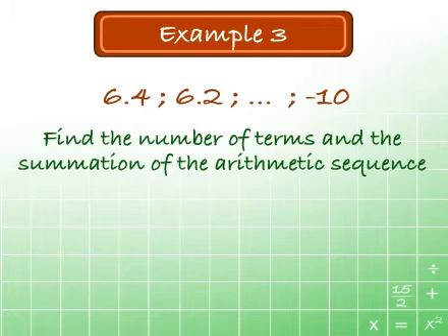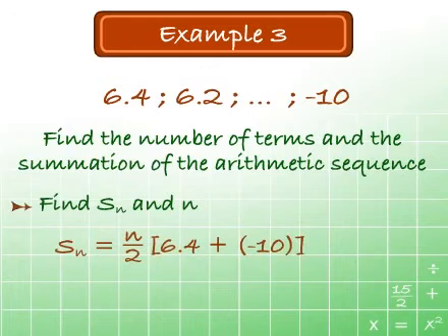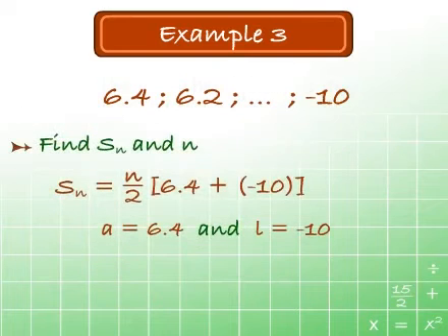Since we have been given a finite arithmetic sequence and we know what the last term is, the formula Sn is equal to n over 2 (a plus l) may be very useful. So what we need to find is Sn and n. Using Sn is equal to n over 2 (a plus l), we now get Sn is equal to n over 2 multiplied by 6.4 plus negative 10, since a, the first term of the sequence, is 6.4, and l, the last term of the sequence, is negative 10. Therefore, our Sn is equal to minus 9 over 5 multiplied by n.